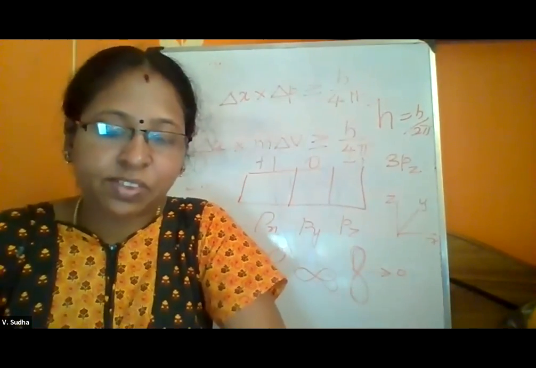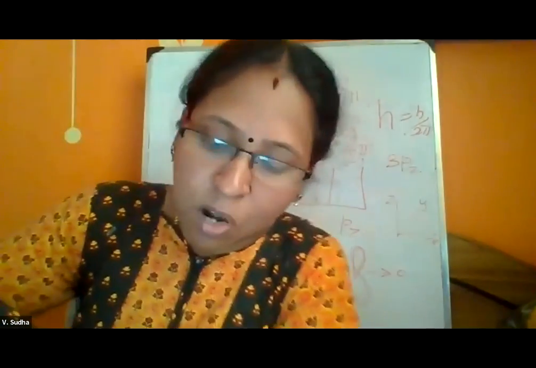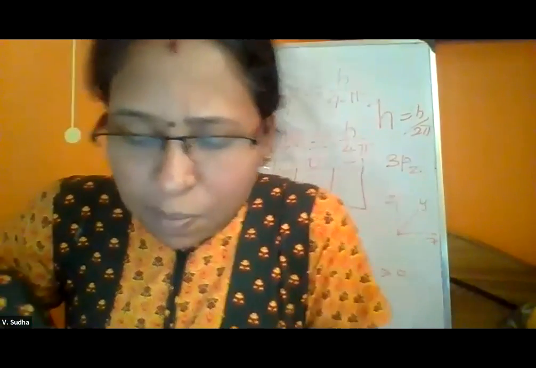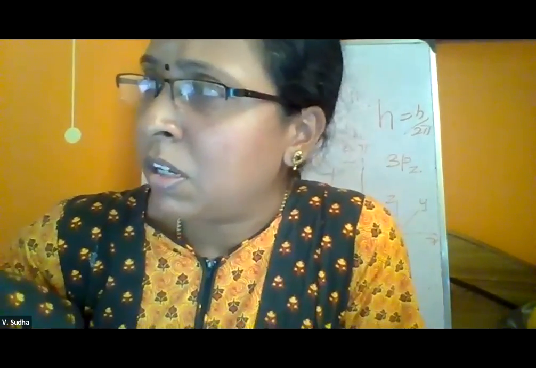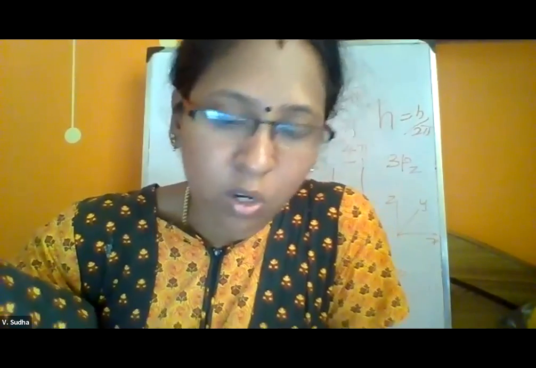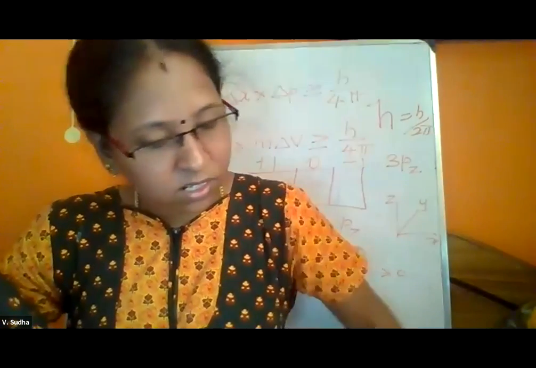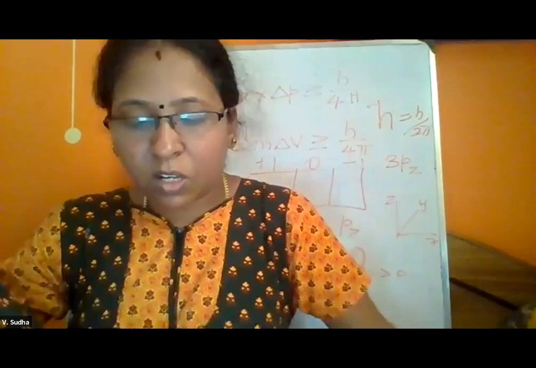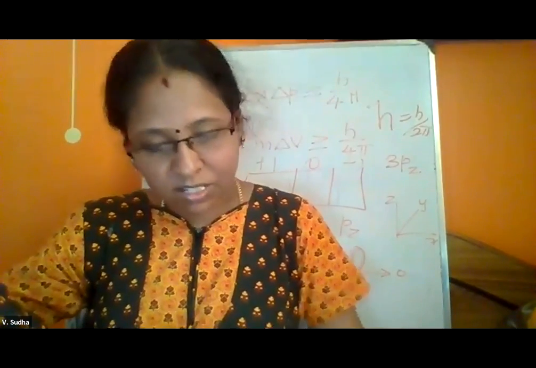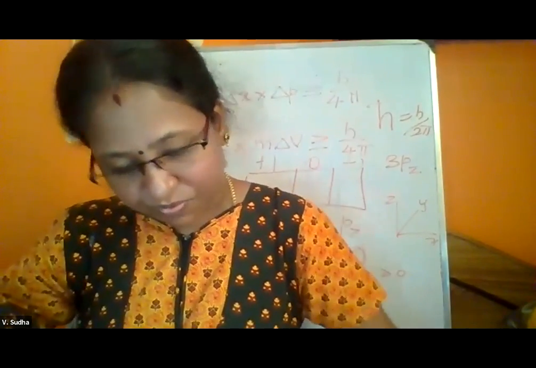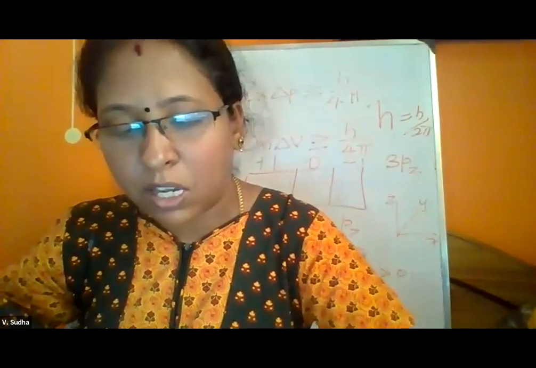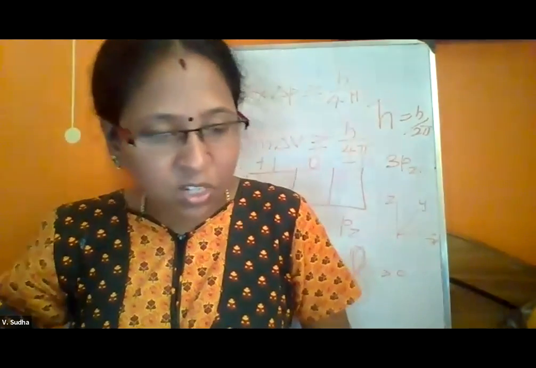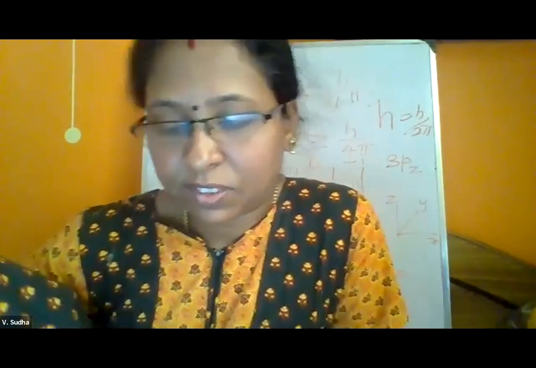Okay, next sum. The energy absorbed by each molecule of a substance is 4.4 into 10 to the power of minus 19 joule, and the bond energy per molecule is 4.0 into 10 to the power of minus 19 joule.